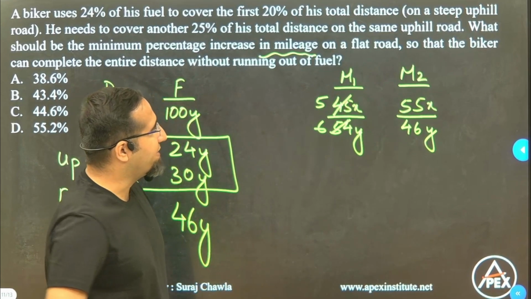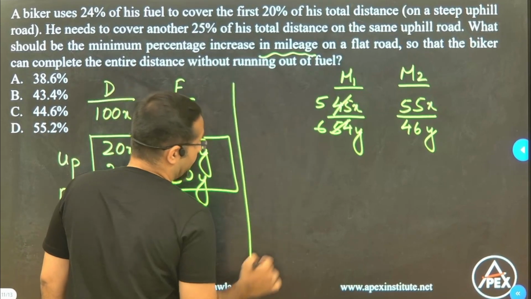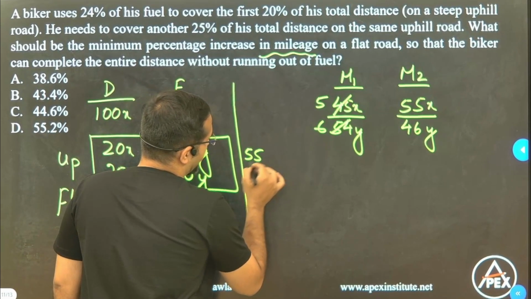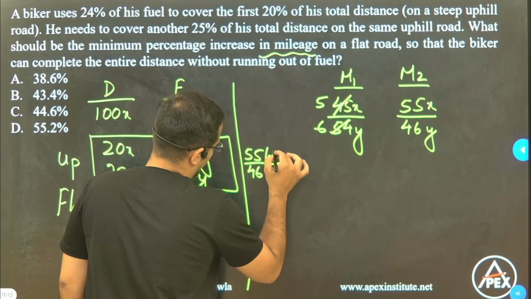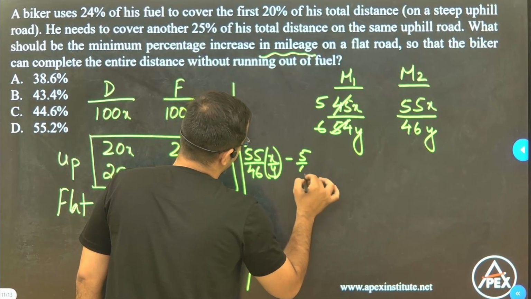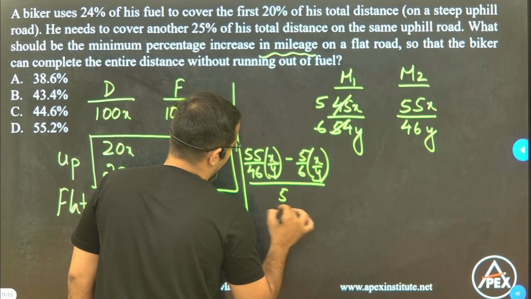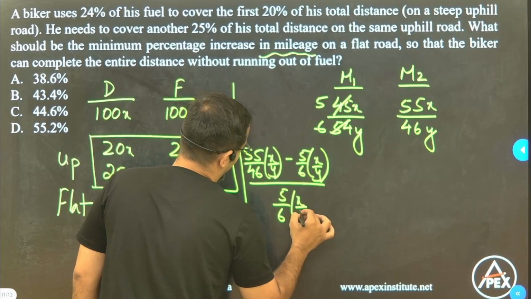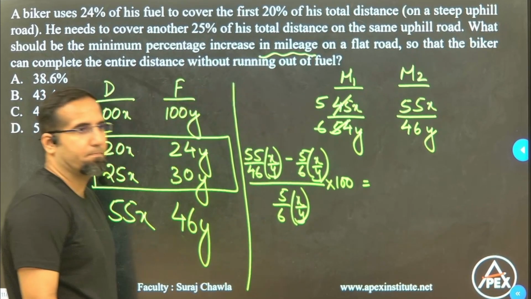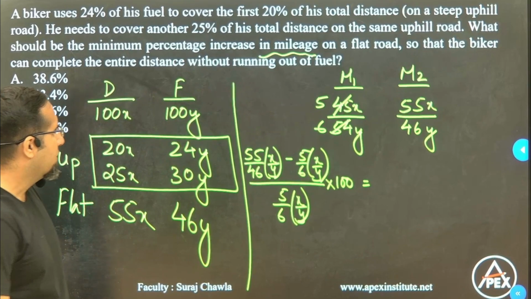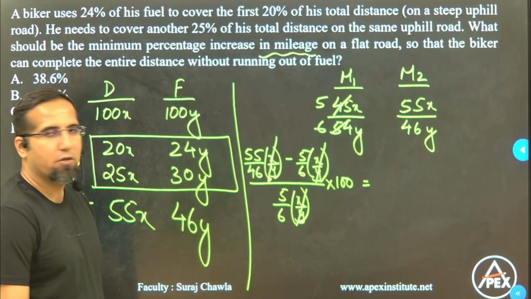And as I told you, it is (m2 - m1)/m1 × 100. So let us do the calculation here. So m2, that is 55/46 x/y minus 5/6 again x/y, divided by 5/6 again x/y, multiplied by 100. Clear? Right? तो 1 we can see is x by y कॉमन न्यूमरेटर और डिनोमिनेटर में कैंसिल हो जाएगा.